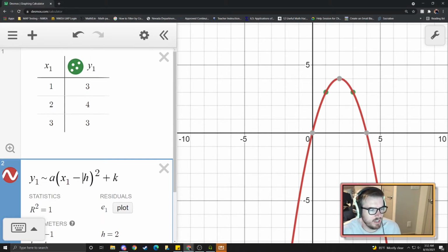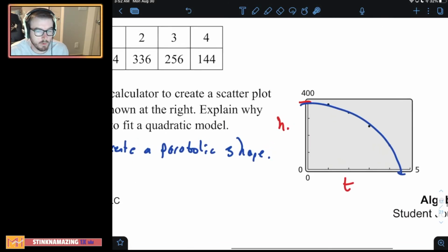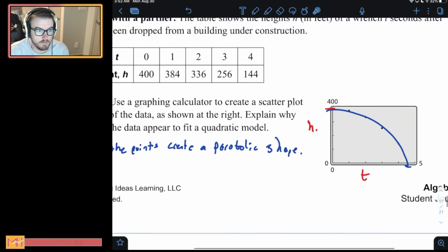I'm going to pause so you don't have to watch this part and the video's not super long. So I'm going to look at the graph right here and I'm going to plot those points into my function, and I'll be right back. Okay, I'm back just like that.